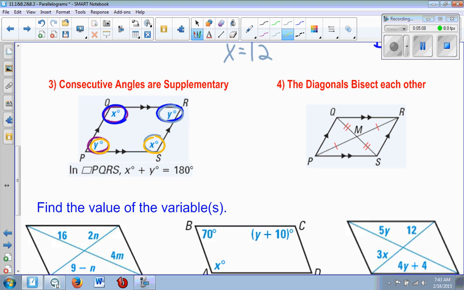The last property we're going to talk about is the fact that the diagonals in a parallelogram bisect each other. So I have a diagonal QS and I have a diagonal PR. The blue and the purple split each other into two equal parts. So from P to M and R to M are congruent, and from Q to M and S to M are congruent. So the diagonals are not congruent to each other, but they do bisect each other. So they split each other into congruent parts.